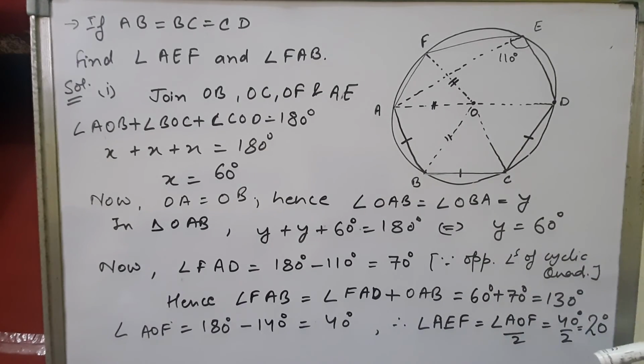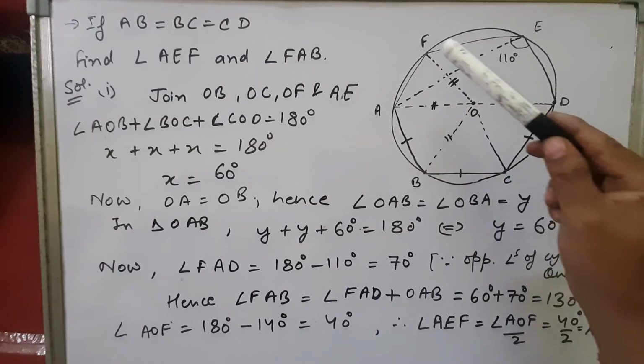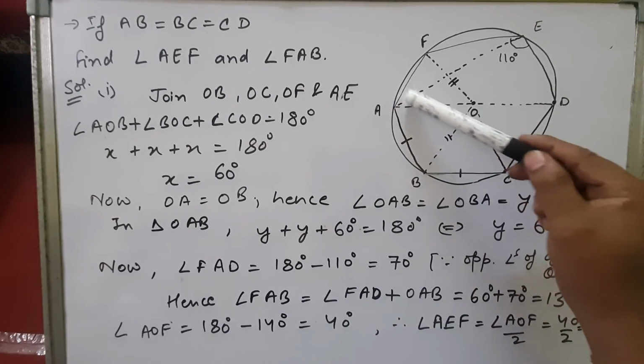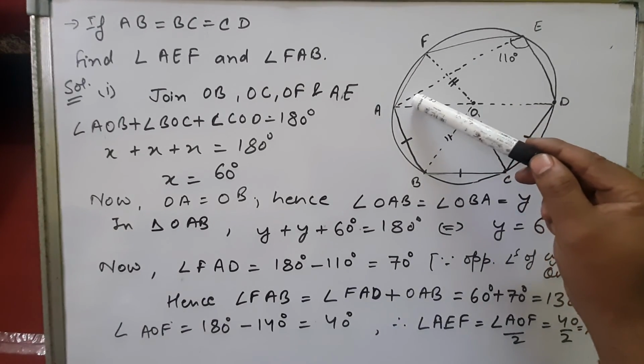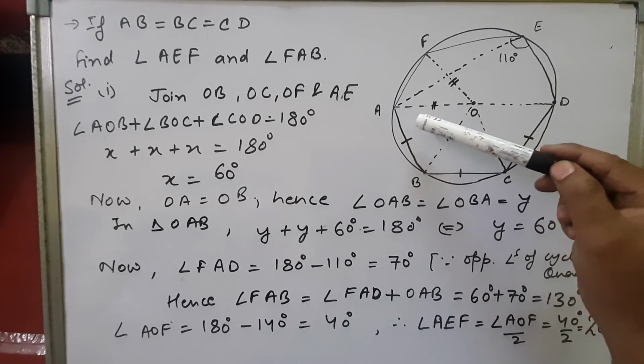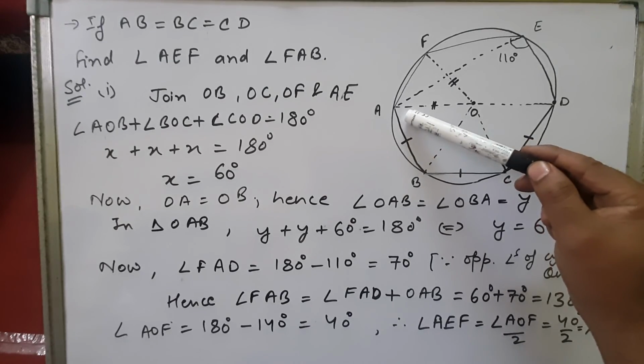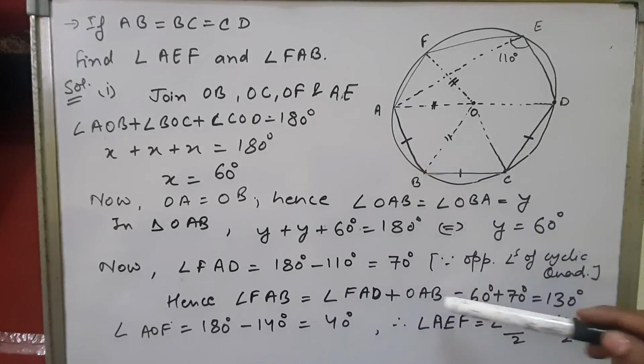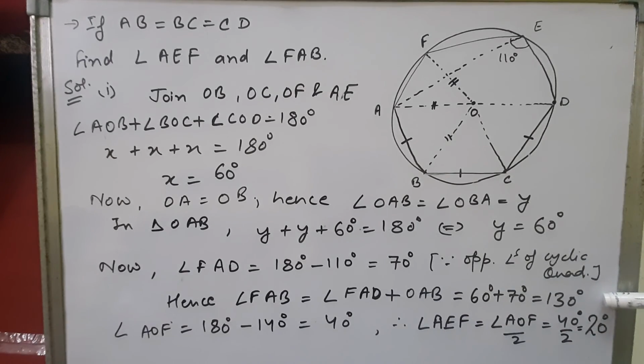So if we calculate angle AEF, it will be angle AOF by 2, that is 40 by 2, it will be 20 degrees. Alright. And if we calculate the value of angle FAB, this angle we have calculated as 70 degrees and this angle we have calculated as 60 degrees. So 70 plus 60 will be 130 degrees. So we got both the values: angle FAB is 130 degrees and angle AEF is 20 degrees. Alright children, please note down.